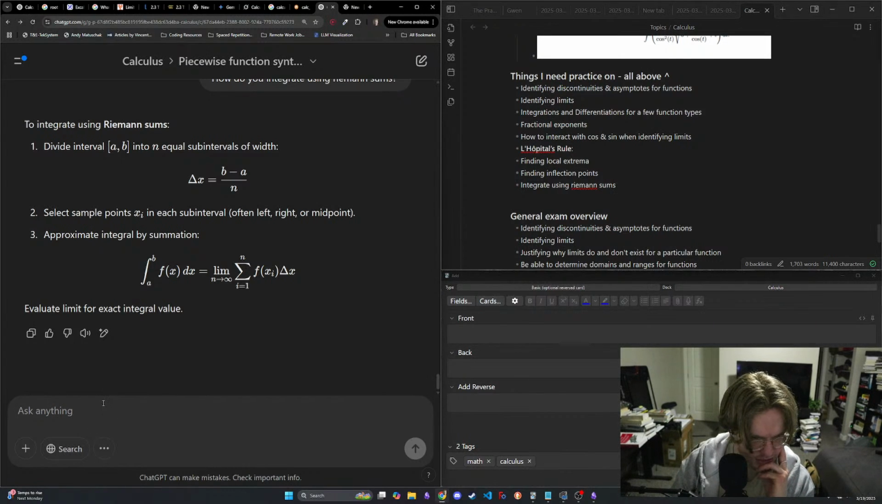What's the benefit to integrating over Riemann sums? Is it when the function can't be turned into an antiderivative easily?